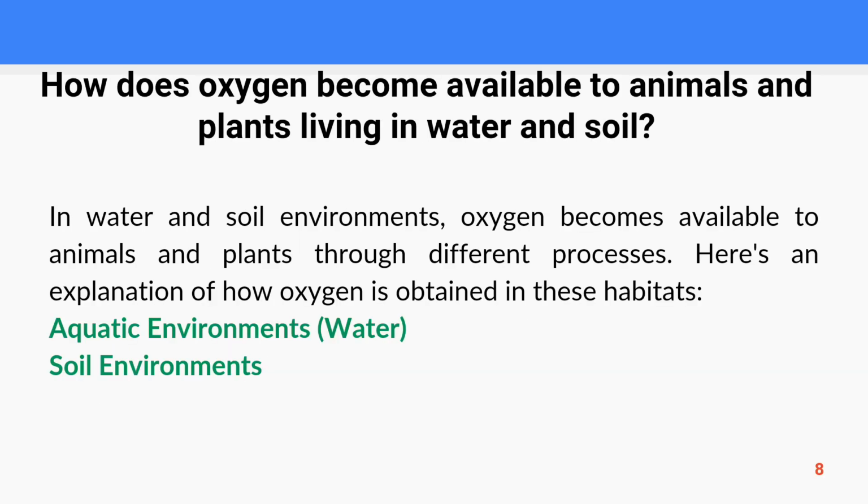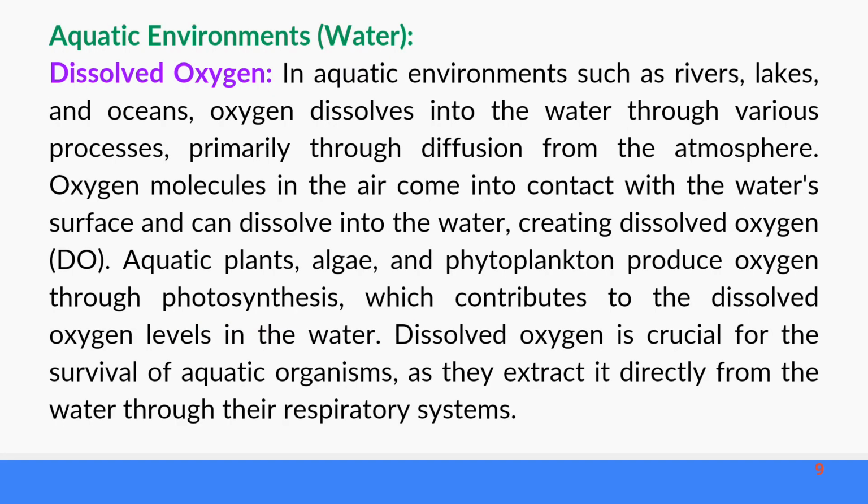How does oxygen become available to animals and plants living in water and soil? In water and soil environments, oxygen becomes available to animals and plants through different processes. Here's an explanation of how oxygen is obtained in these habitats. Aquatic environments, water. Dissolved oxygen.